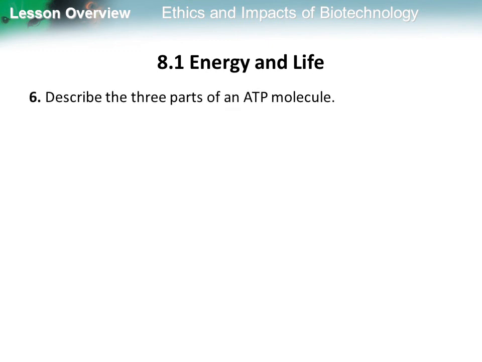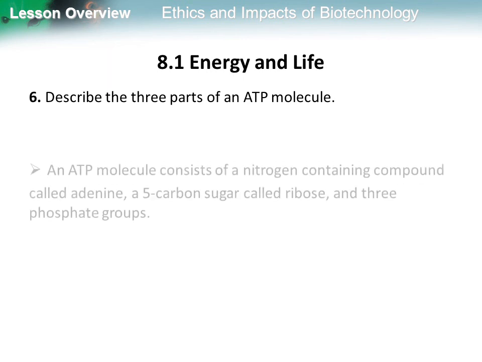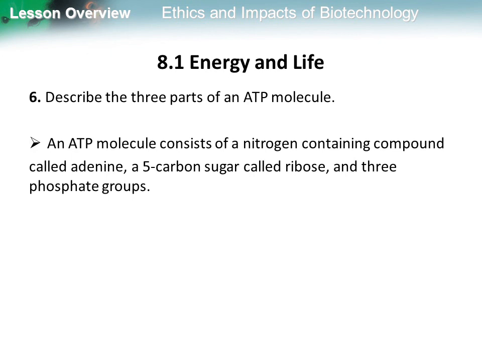Another question from chapter 8, lesson 1. Describe the 3 parts of an ATP molecule. Can you try this? Hope you answered it. So the answer is an ATP molecule consists of a nitrogen containing compound called adenine, a 5 carbon sugar called ribose, and 3 phosphate groups.